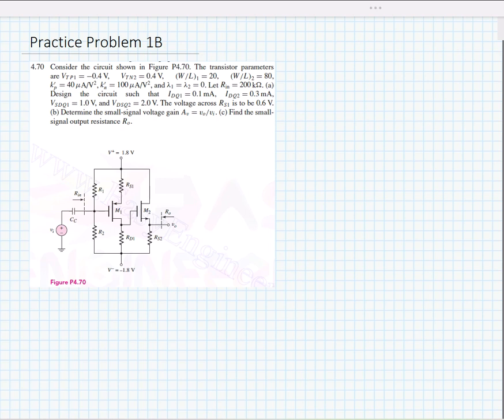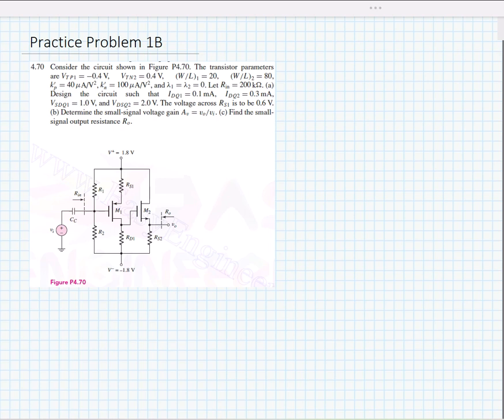It tells us that the current through ID1 is 0.1 milliamps and the current through ID2 is 0.3 milliamps, and it tells us the source to drain voltage and drain to source voltage that it desires in both cases, and initially gives us what the source voltage is for stage 1. So with that, we can find values.